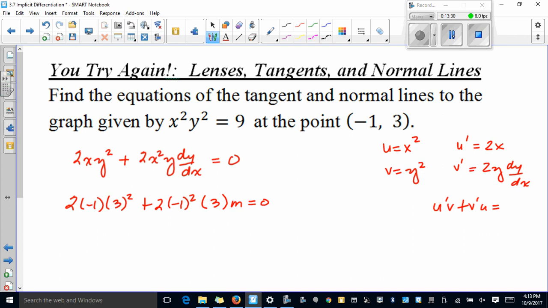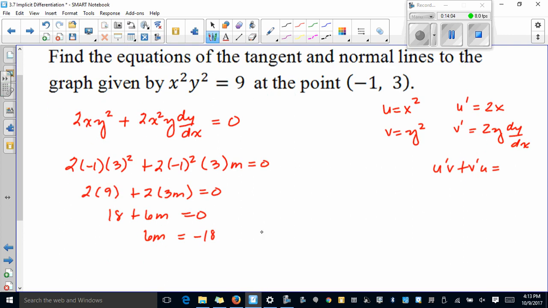So let's clean this up. 2 times negative 1 is negative 2, times 3 squared is 9, plus 2 times negative 1 squared is just 2, times 3, m equals 0. So I have negative 18 plus 6m equals 0. 6m equals 18. So I get my slope to be m equals 3. There's my xy point. And now we can do our tangent and normal lines.